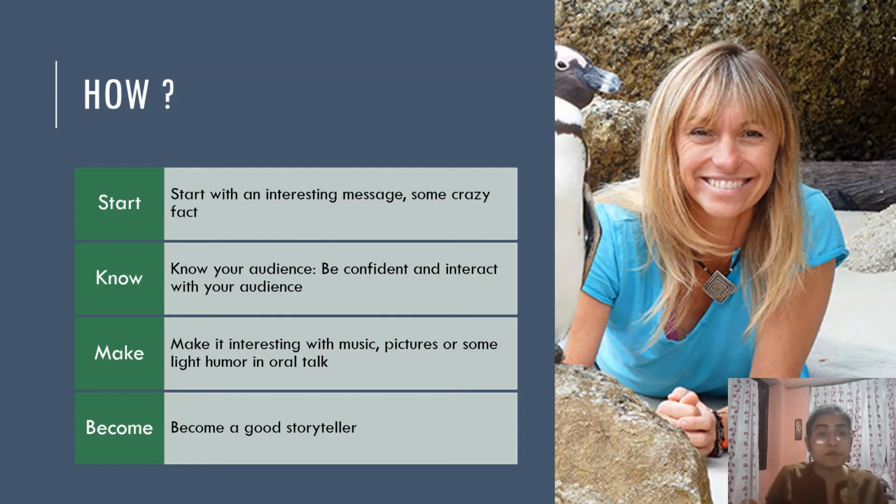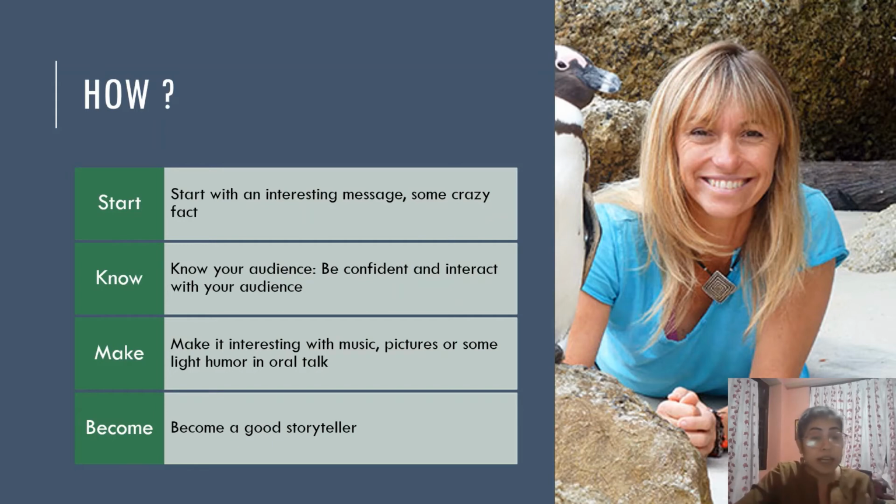How to communicate? Whenever you are starting to talk, you are delivering a speech, make it interesting. Make it interesting with a very interesting message, some crazy fact. For example, you are talking about chemicals, but it might be interesting to you, while the audience or the person you are interacting with might not be interested in that. So you can start with, for example, this chemical can be a game changer for rocket science. It can be revolutionary in terms of space science or anything. It can save the planet, or any crazy fact which is very interesting.